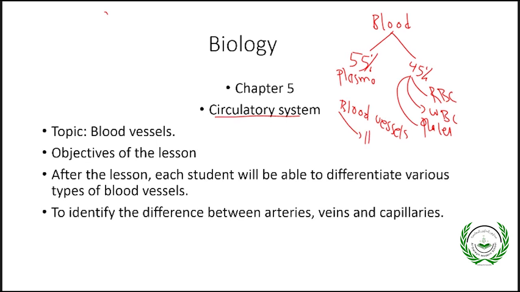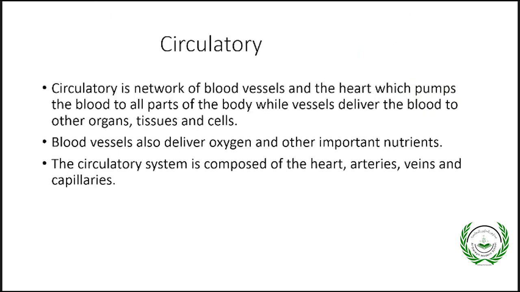So the circulatory system, if we try to define it, is a network of blood vessels as well as the heart, which pumps the blood to all parts of the body. The most important function of the heart is to pump the blood to cells, tissues, and organs, to deliver the oxygen and nutrients that these cells and tissues require.